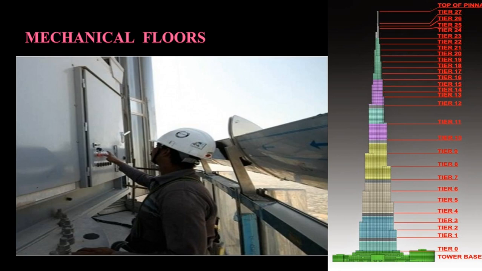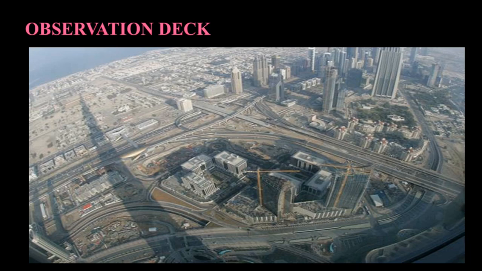Distributed over every 30 stories, the mechanical floors house the electrical substations, water tanks and pumps, air handling units, which are essential for the operation of the tower and the comfort of its occupants. An outdoor observation deck is on the 124th floor at 452 meters. It was the highest observation deck. Burj Khalifa opened the 148th floor sky level at 555 meters, once again giving it the highest observation deck from 2014 onwards.